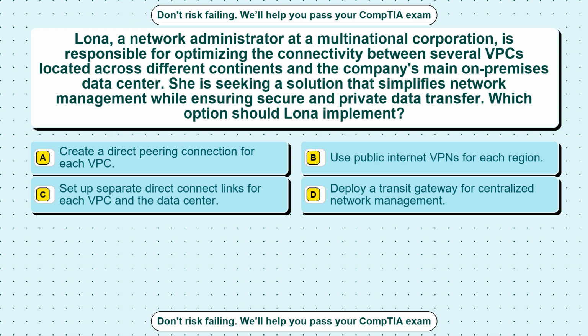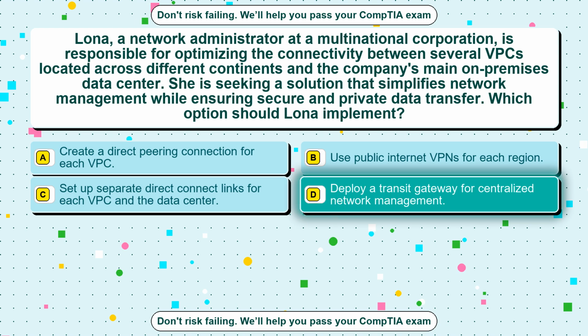Option A, create a direct peering connection for each VPC. Option B, use public internet VPNs for each region. Option C, set up separate Direct Connect links for each VPC and the data center. Option D, deploy a transit gateway for centralized network management.